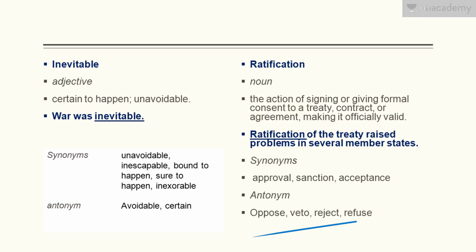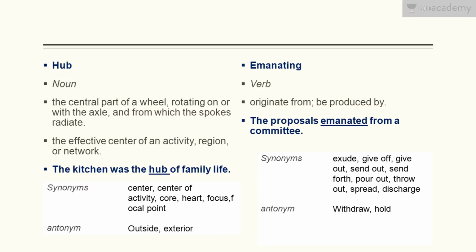Next word would be hub, which is a noun, which means the central part of a wheel rotating on or with the axle and from which the spokes radiate. Second meaning would be the effective center of an activity, region, or network. In a sentence, it will read, the kitchen was the hub of family life. The synonym would be center, center of activity, core, heart, focus, focal point. Antonym would be outside, exterior.